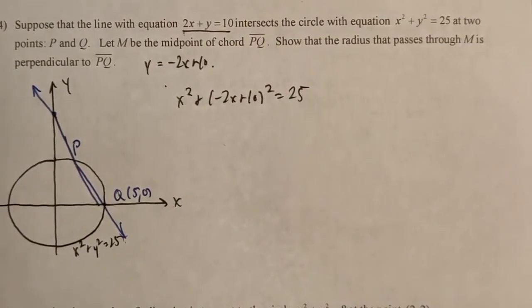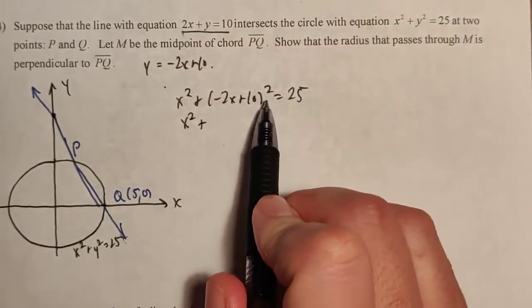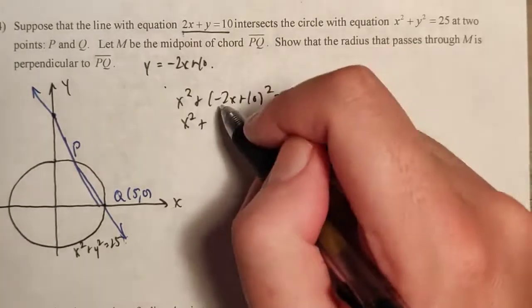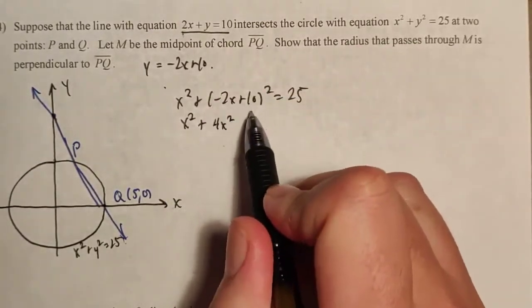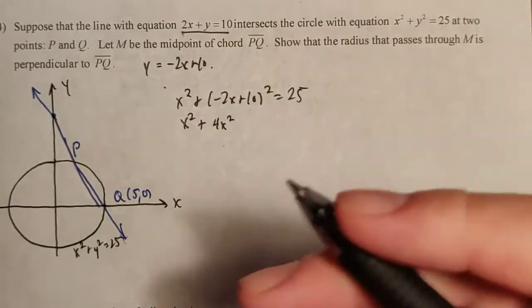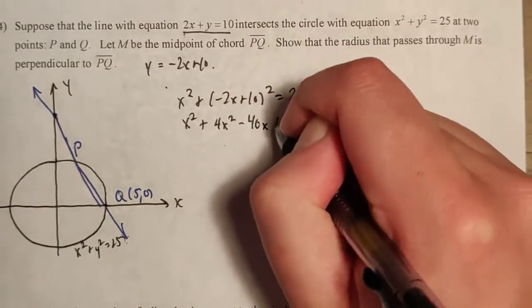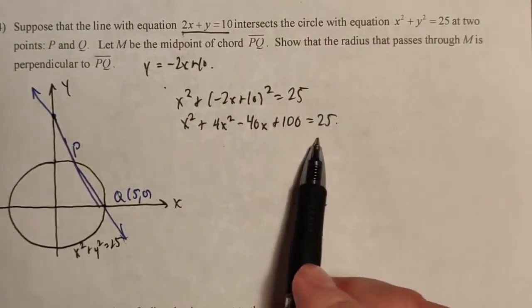All right, so let's go ahead and write this one out. You get x squared plus, and we're going to square this. So it's a squared plus 2ab plus b squared. Negative 2x squared is 4x squared. We have a minus 20x, that's our middle term, but it's copied twice, so we're going to have a minus 40x. And then plus 100 is 25. So we're just expanding this out.